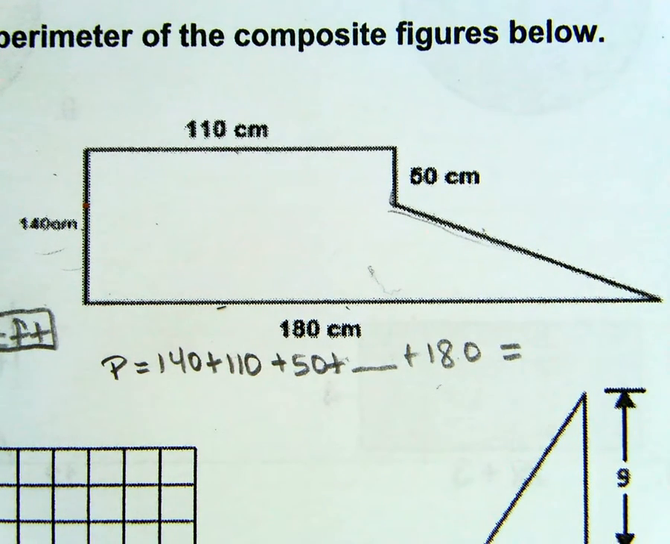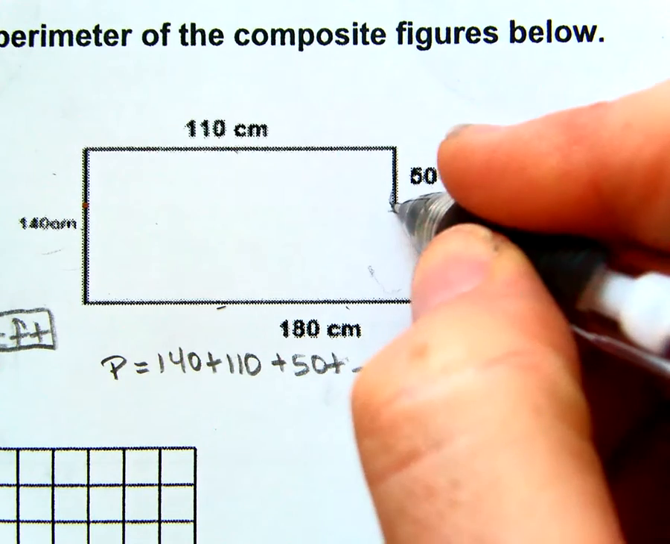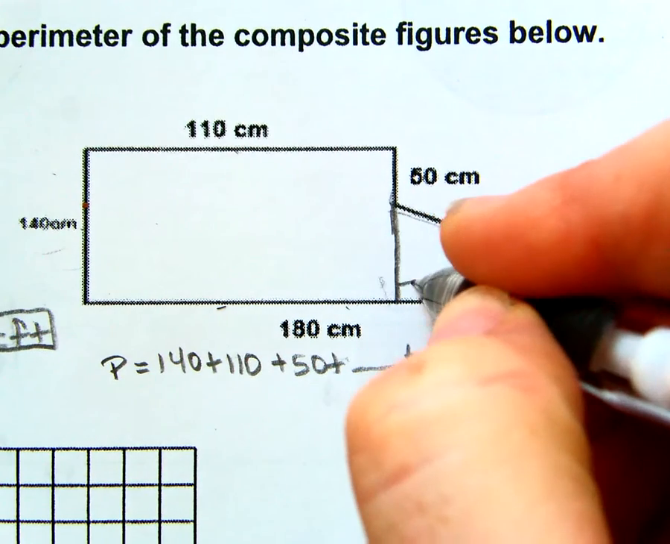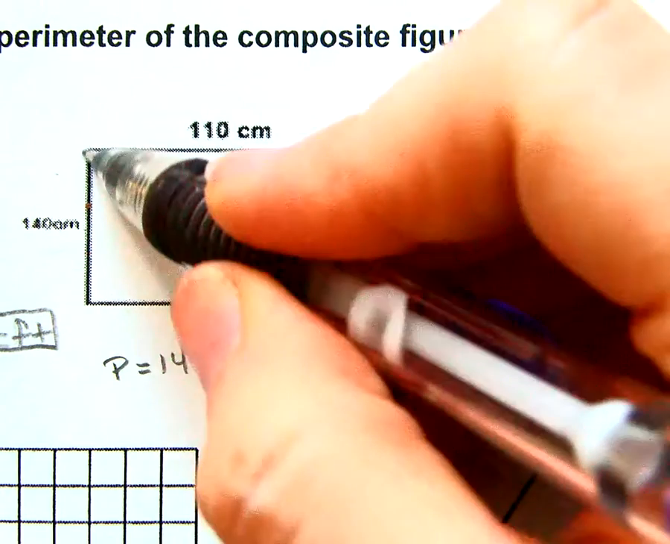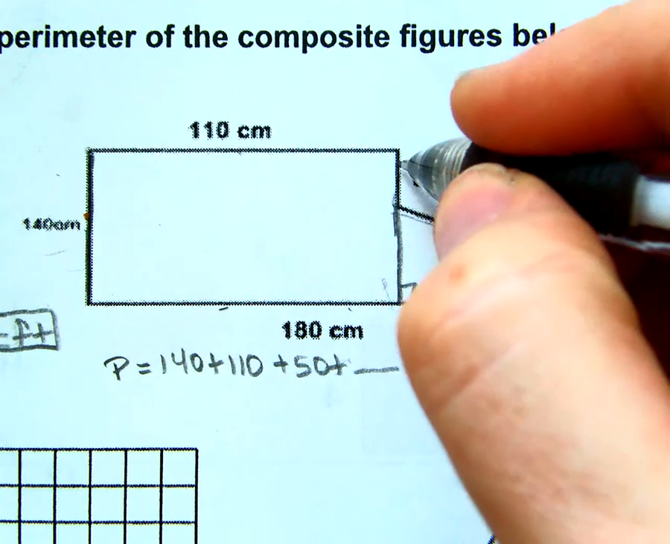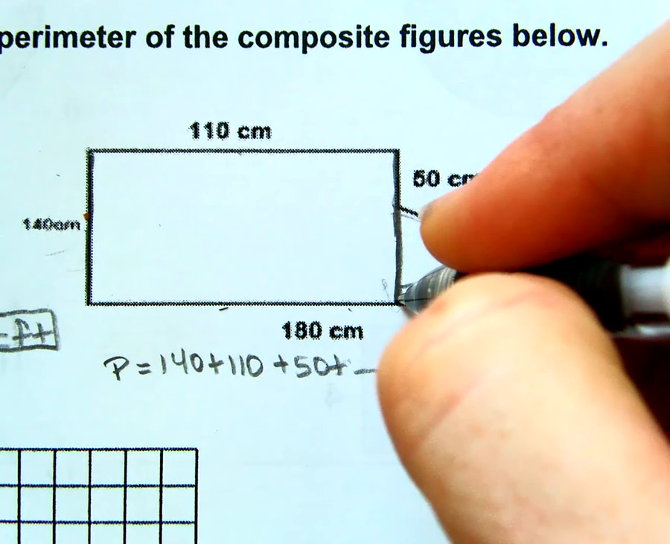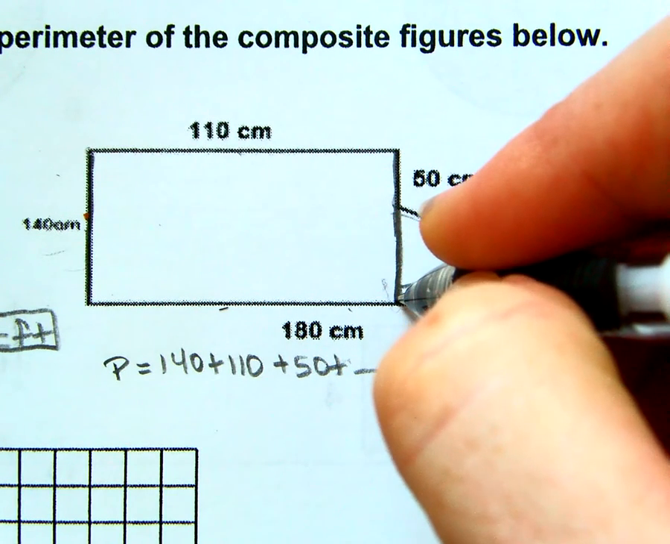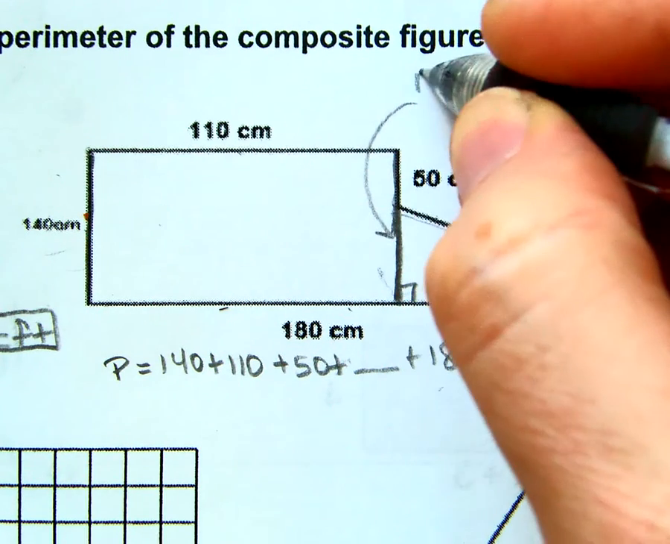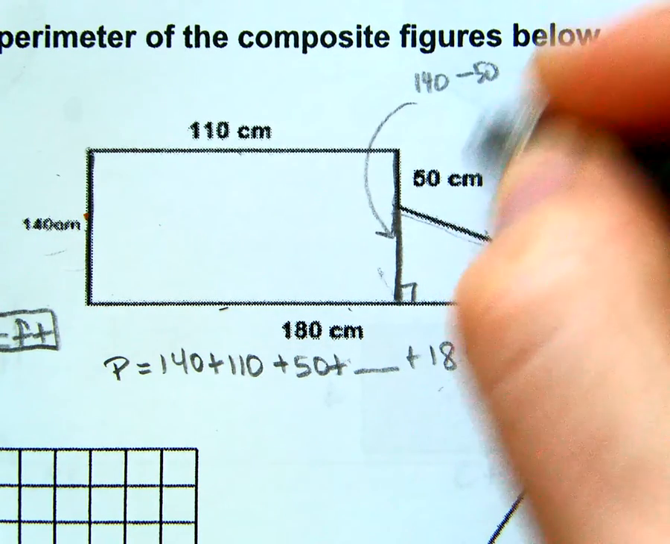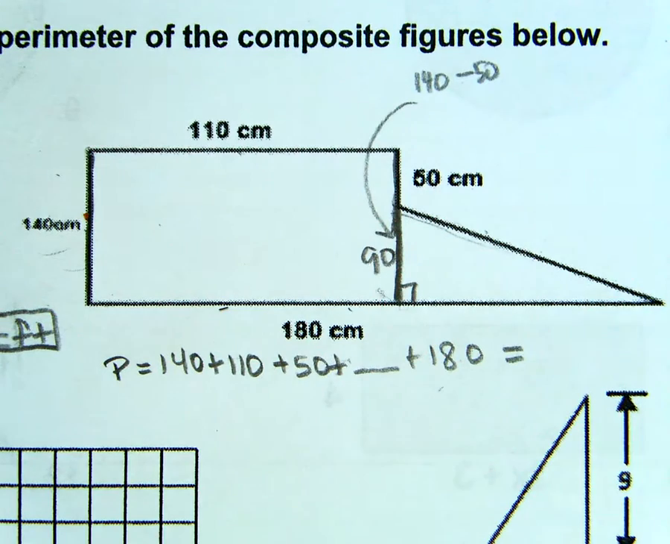Okay. And this to me looks like it could potentially be the side of a right triangle. So let's just make a right triangle. And then we can use a squared plus b squared equals c squared to find it. Okay, look over here. This whole side is 140. So in order to get this missing piece right here, we're going to do 140 minus 50, and that's going to give us 90 centimeters.